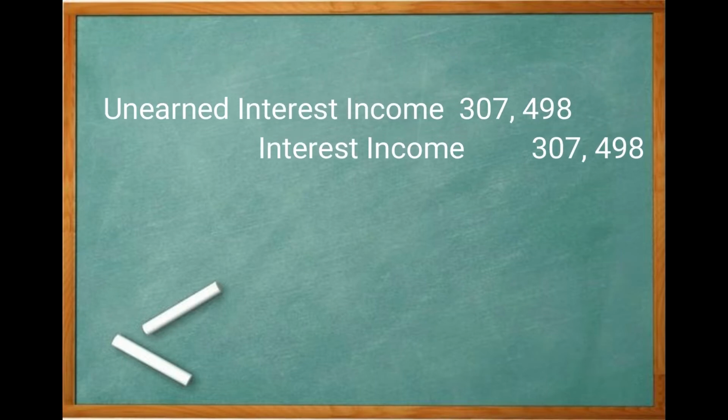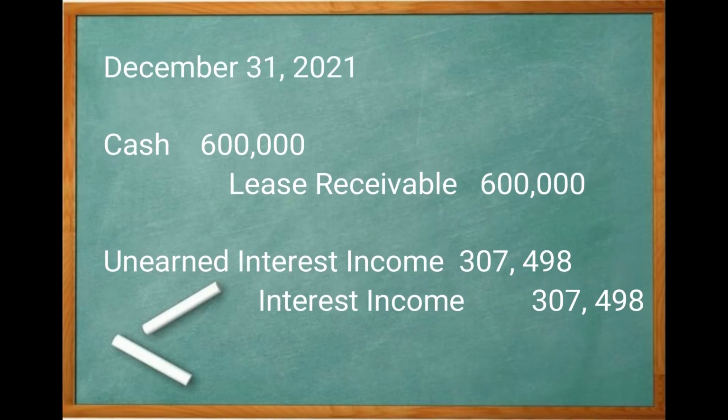Ngayong may table of amortization na tayo, mas madali na tayong makakapag-journal entry. Halimbawa ay ang December 31, 2021. Debit cash na 600,000, credit lease receivable na 600,000. Ito yung annual rental natin dahil mababawasan na yung ating lease receivable, kaya ito naka-credit. And then, yung ating unearned interest income ay naka-debit, 307,498, at credit na interest income.